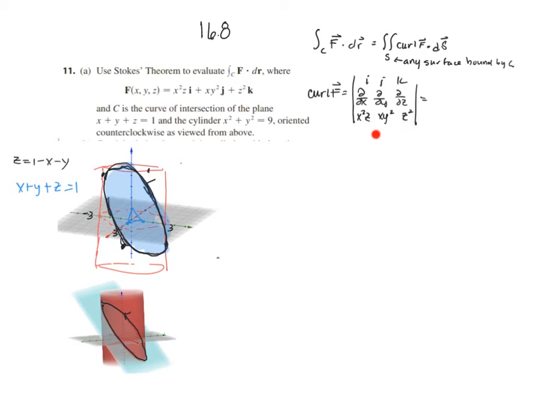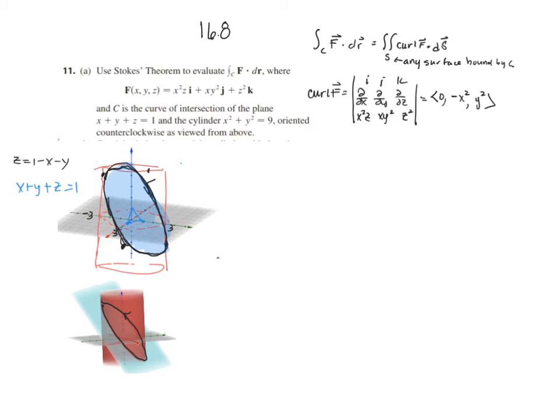Partial y here is 0, partial z there is 0. I component, j component I mean. Partial x here is 0 minus partial z here is x squared. We're in the j position, so we take the opposite. Okay, partial x is y squared minus partial y is 0. So y squared.